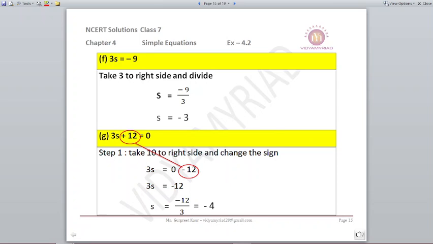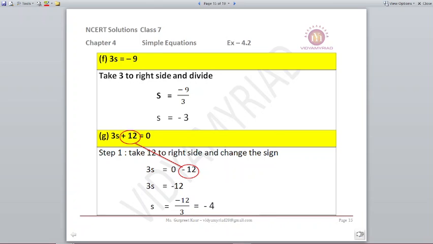Next, 3s plus 12 is equal to 0. So plus 12 we will remove it from the left and take it to the right and write minus 12. Plus will become minus, minus will become plus. Now, so 3s will be equal to 0 minus 12. 0 minus 12 is minus 12 only.